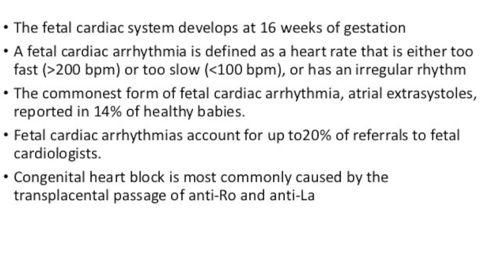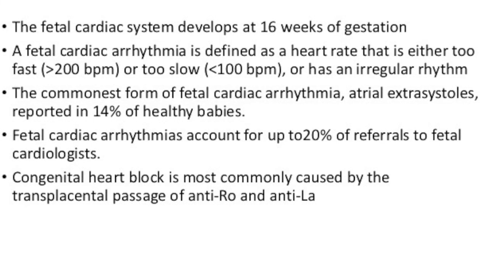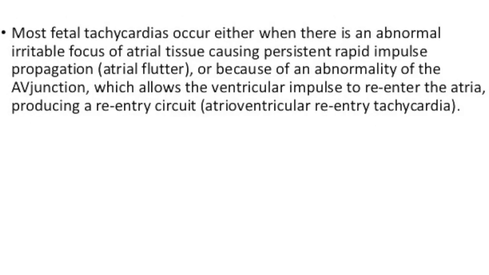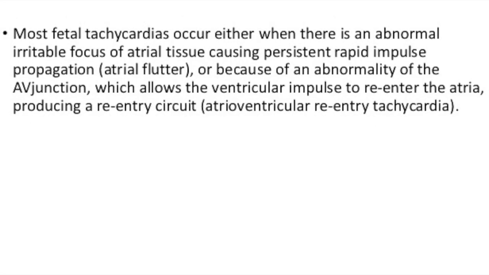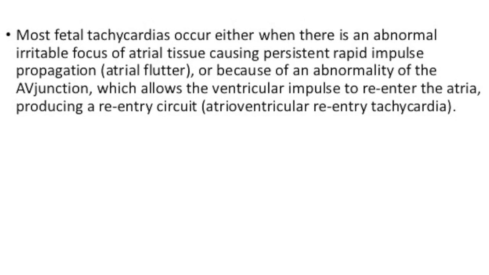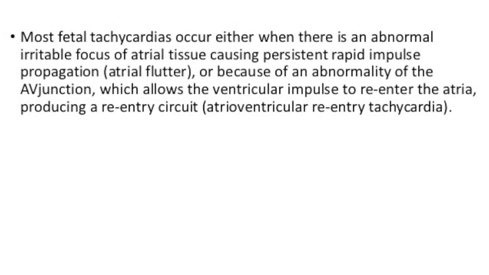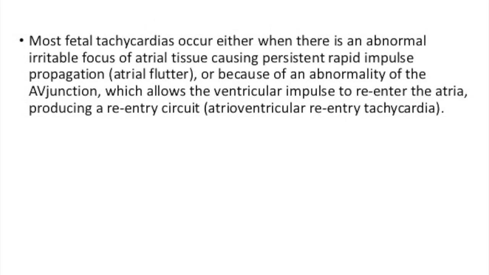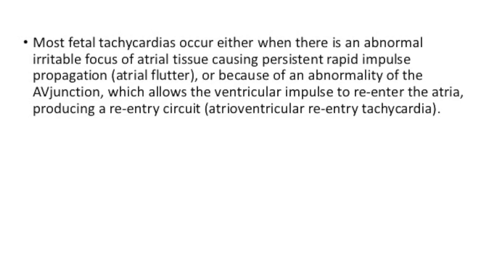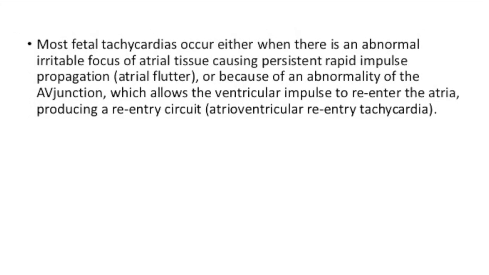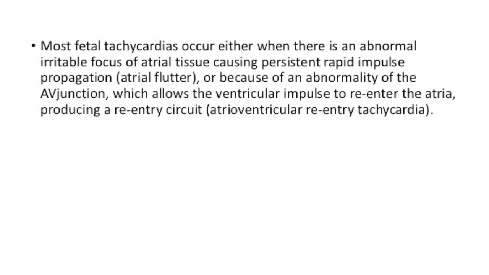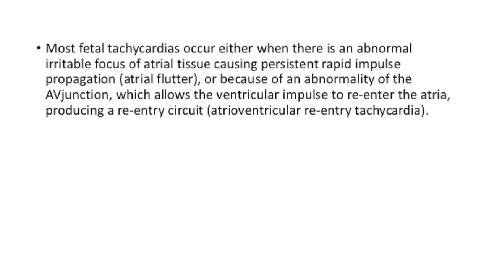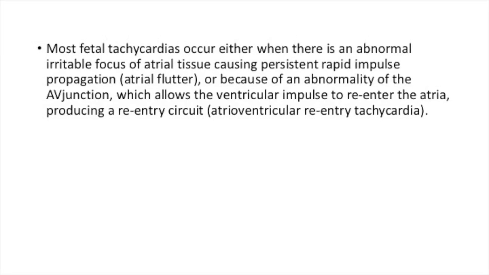Congenital heart block is most commonly caused by transplacental passage of anti-Ro and anti-La antibodies. Most fetal tachycardias occur either when there is an abnormal, irritable focus of atrial tissue causing persistent rapid impulse propagation, atrial flutter, or because of an abnormality of the atrioventricular junction, which allows the ventricular impulse to re-enter the atria, producing a re-entry circuit, atrioventricular re-entry tachycardia.